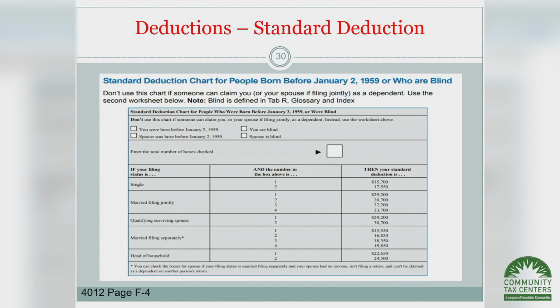But these are the thresholds for a single, and if it's one, the standard deduction is $15,700. So you see that's up from the regular standard deduction. Two, $17,550. Married filing jointly, there could be up to four additional amounts if the taxpayer was married filing jointly, both were over 65, and both were blind. So that means that they would be entitled to four, and the maximum would be $33,700. So you see why it's almost impossible, or most taxpayers aren't able to itemize because their itemized deductions are not going to exceed those amounts.